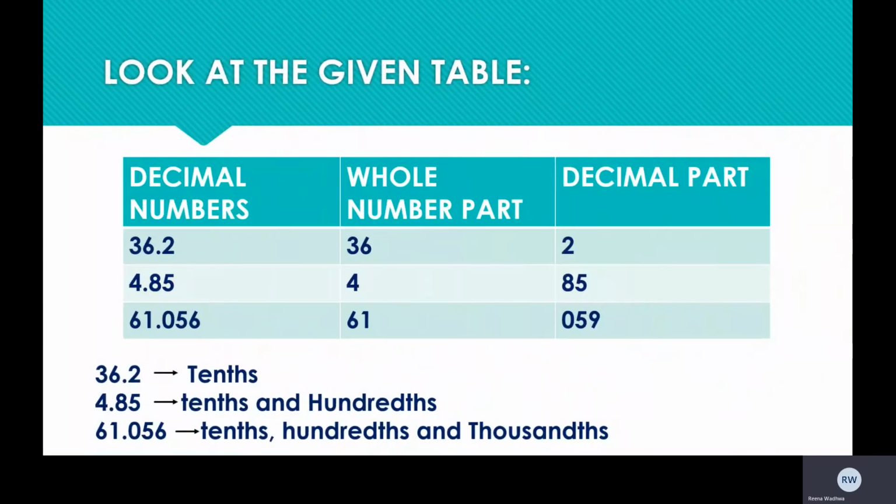Look at the given table. In this table, we have 3 decimal numbers. We have separated them as a whole number part and a decimal part. In the first number, we have 1 digit after the decimal, that is tens place. In the second number, we have 2 digits after the decimal, so it is tens and hundreds place. Third number, we have 3 digits after the decimal, so tens, hundreds and thousands place.